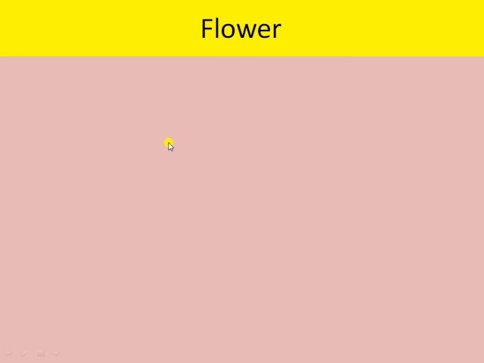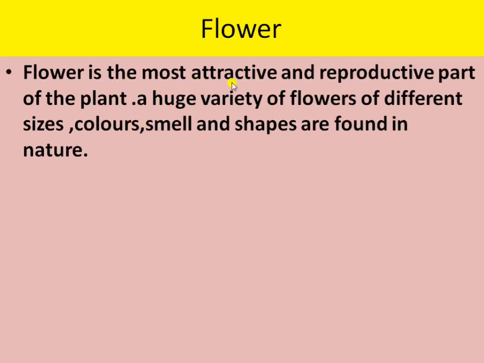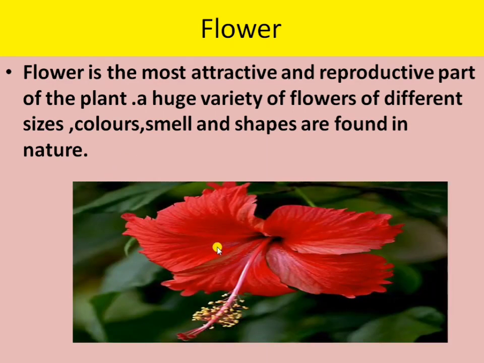The flower is the most attractive and reproductive part of the plant. A huge variety of flowers of different sizes, colors, smells and shapes are found in nature. So the flower is the most attractive and reproductive part of the plant. This is the picture of a flower, a hibiscus flower.